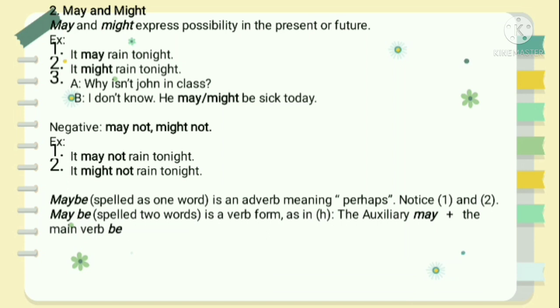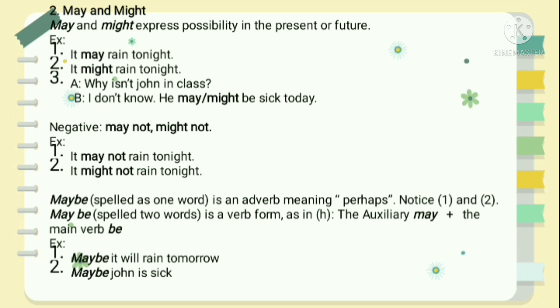May be, spelled in 2 words, is a verb form. As in number 3, the auxiliary may is followed by the main verb be. Look at the example. Number 1, maybe it will rain tomorrow. Number 2, maybe John is sick.